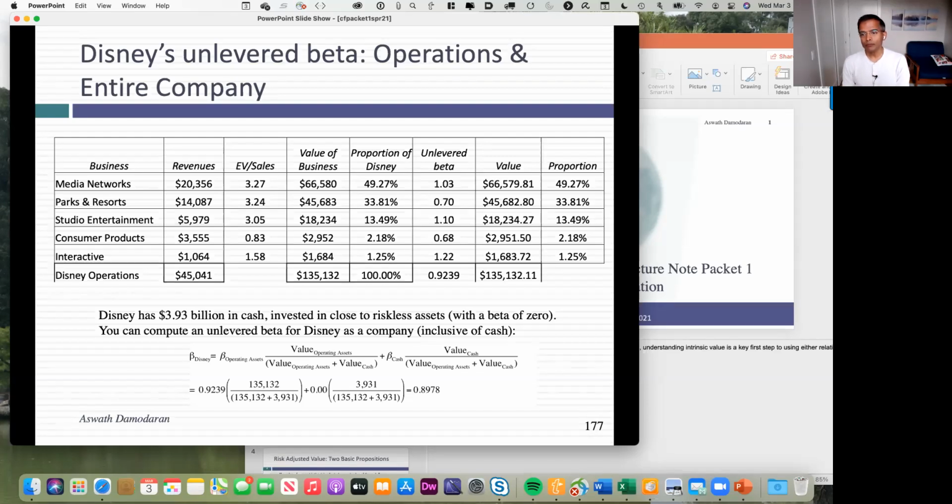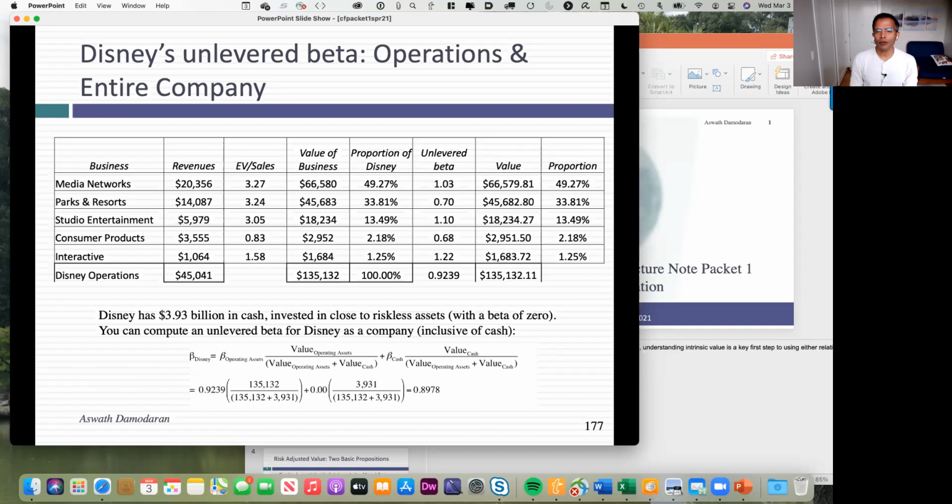Then use your debt to equity ratio to come up with the levered beta. Now, of course, Disney has its own cash balance. If you ask me what's the overall beta for Disney as a company, including its cash, it's going to be a little lower because cash has a beta of 0, but that 0.9239 is the beta of the 5 businesses they're in.